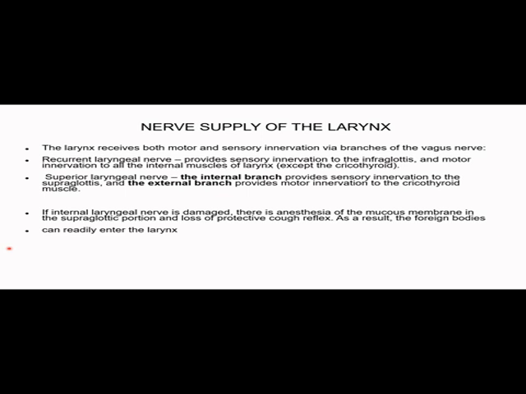Now the recurrent laryngeal nerve. The recurrent laryngeal nerve provides both sensory and motor innervation, but not to the same parts. It provides sensory innervation to the infraglottis, that is below the inferior border of the cricoid cartilage, and motor innervation to the intrinsic muscles of larynx, except cricothyroid. Cricothyroid is supplied by the external branch, that is the external laryngeal nerve, which is the branch of superior laryngeal nerve. Now superior laryngeal nerve has two branches, internal laryngeal nerve and external laryngeal nerve.